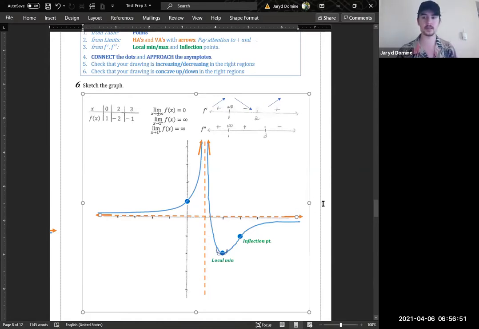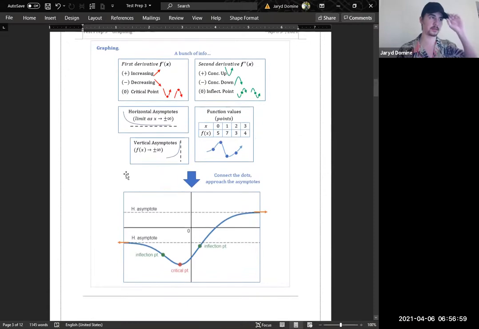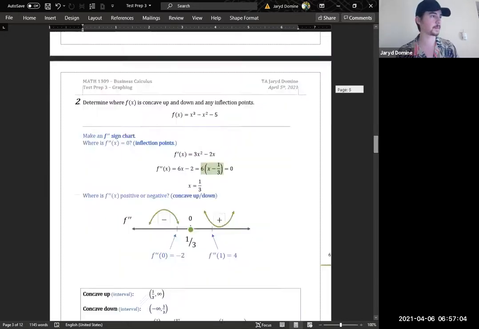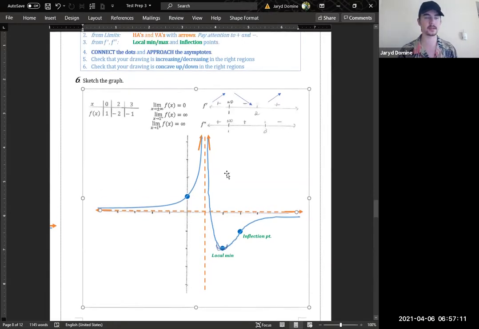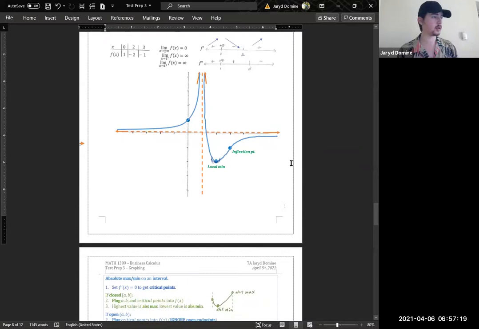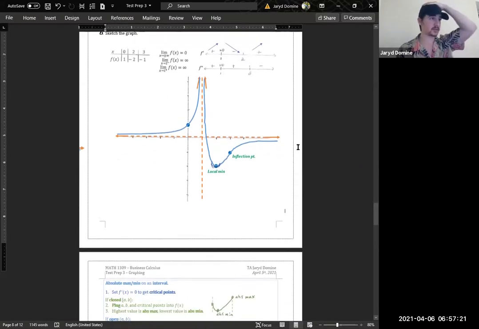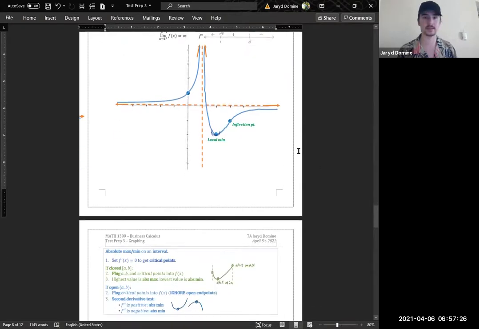All right, cool. Okay, if y'all have any more questions or you want more details about that, I have another example drawn up here that you can look at when you're reviewing. But okay, any questions on number 6? All right, so we're going to connect the dots and try and approach these asymptotes. All right, so yeah, this is a big one. There's a lot of thinking to be done here. Okay, so make sure you practice that.